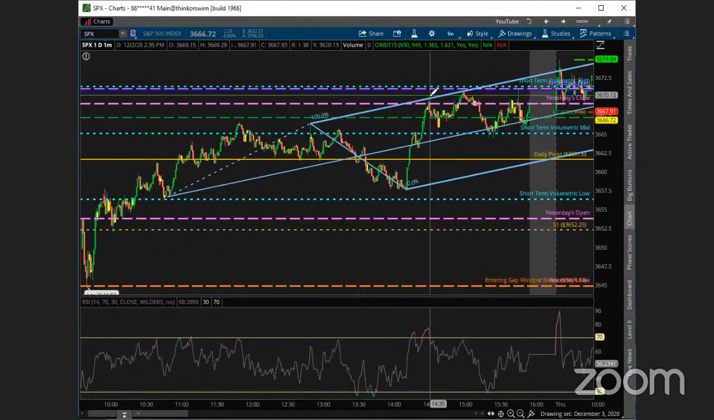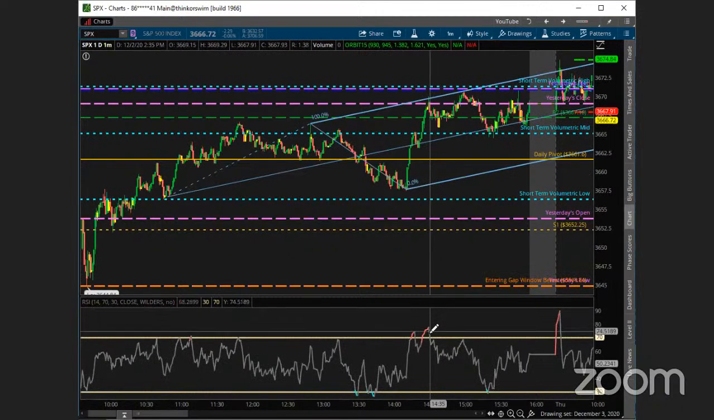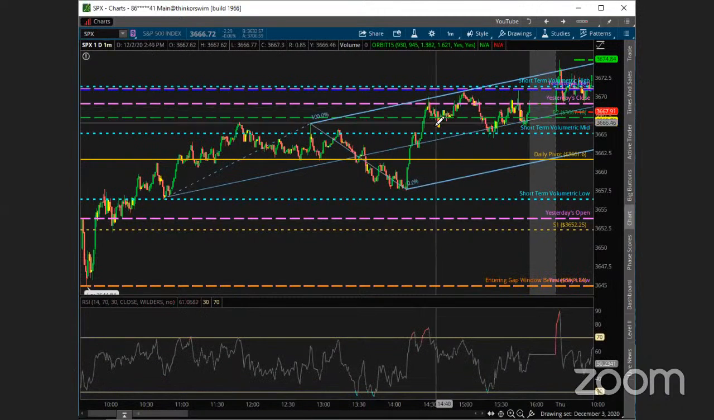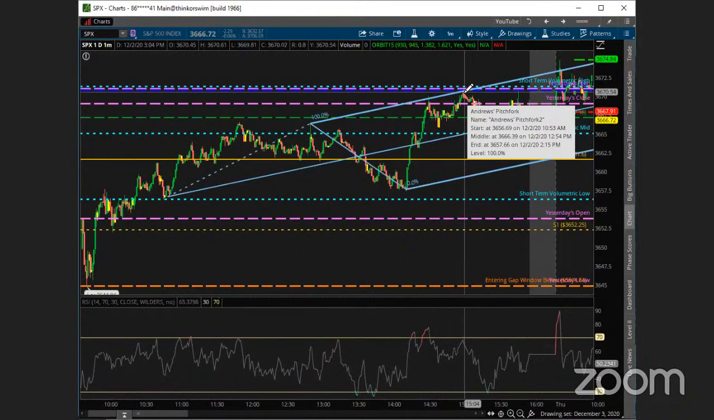And then we got to the top of the pitchfork right here, and RSI was overbought, right? And we got a nice cross to the downside. So that did give a pretty decent move down from about 36.67 to 36.65 for a 2-point move. This one right here was a decent bounce off of these levels.